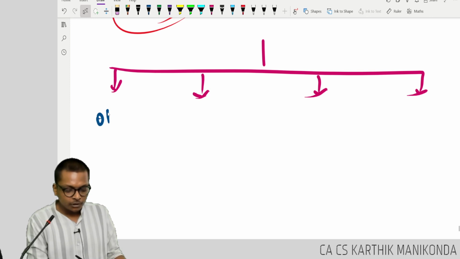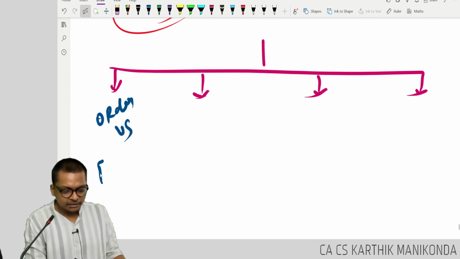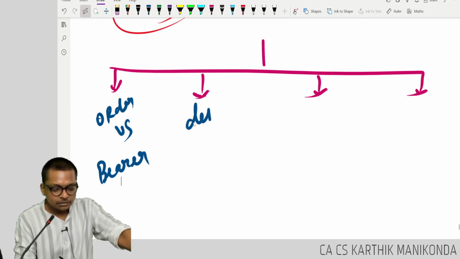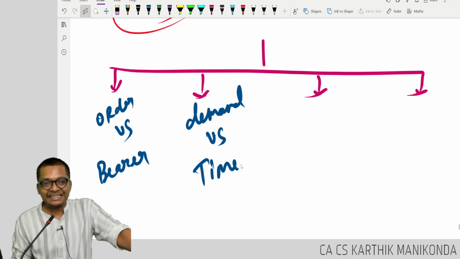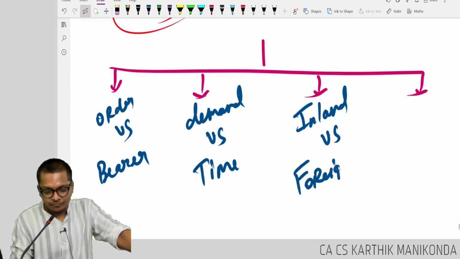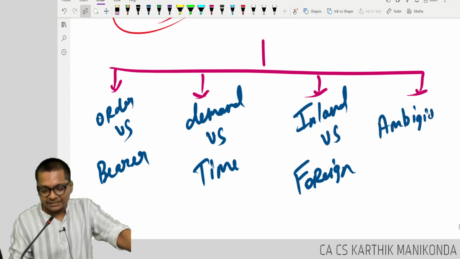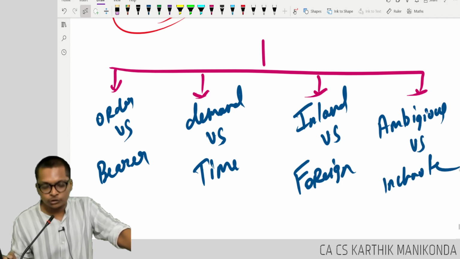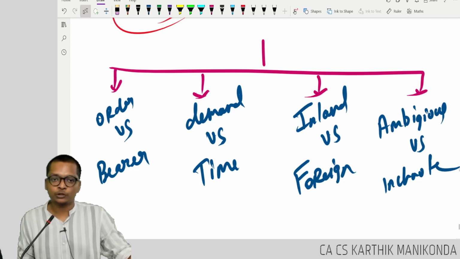One is order instrument versus bearer instrument. One is demand instrument versus time instrument. Next is inland instrument versus foreign instrument, and last one is ambiguous instrument versus incoherent instrument. That means incomplete instrument.